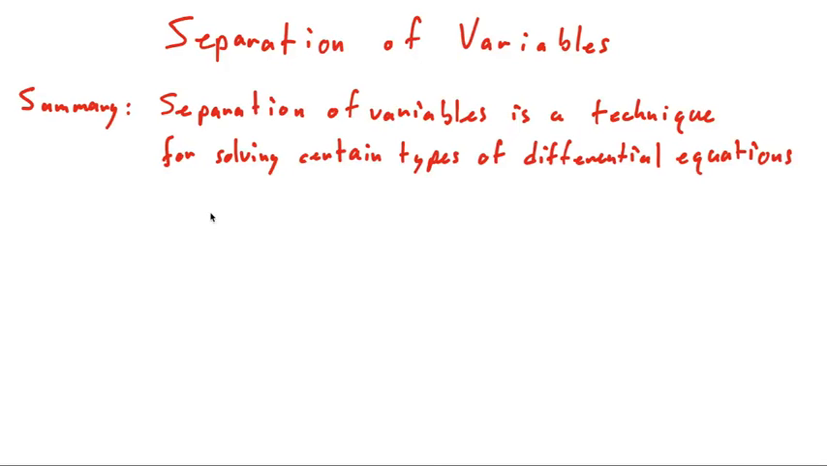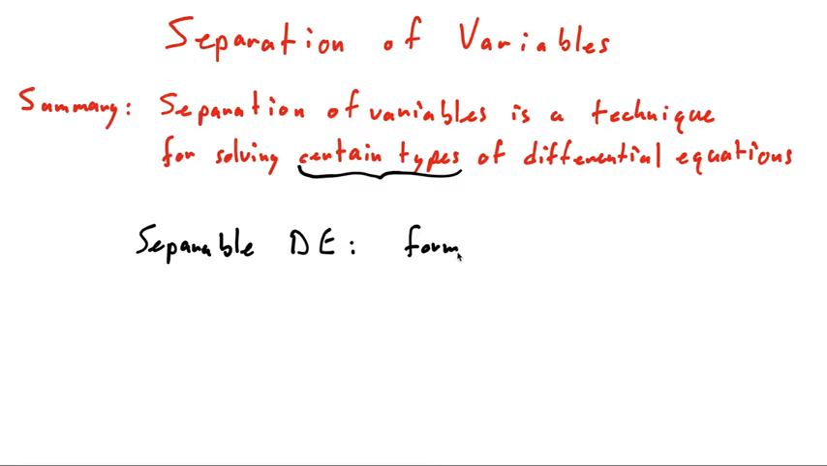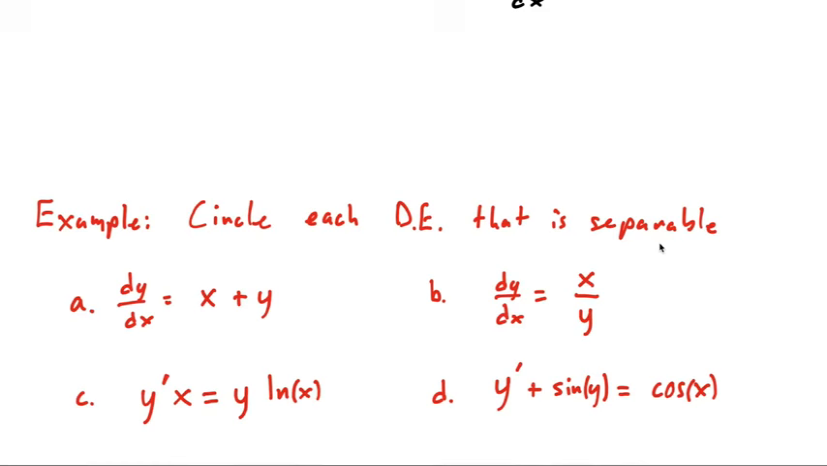Hello. This video is about separation of variables, which is a technique that we can use to solve certain types of differential equations. The differential equations that we can solve using this technique are called separable. A separable differential equation has the form y prime, or dy over dx, equals some function of x times some function of y. Let's practice identifying which differential equations are separable.